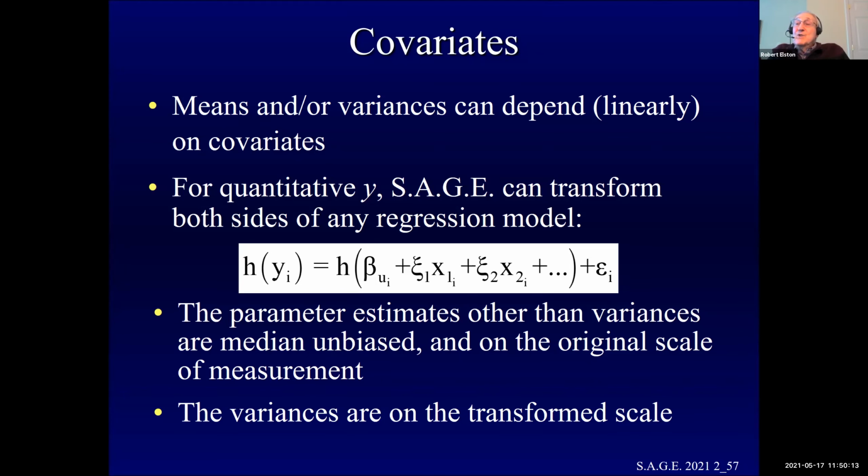As usual, when we say unbiased, we think mean unbiased. Well, these are median unbiased, and they're on the original scale of measurement, which makes life easy in terms of interpreting the results. You can get the variances on the untransformed scale, but with some difficulty outside S.A.G.E. And there are reasons for not putting it into S.A.G.E. I won't go into that now.